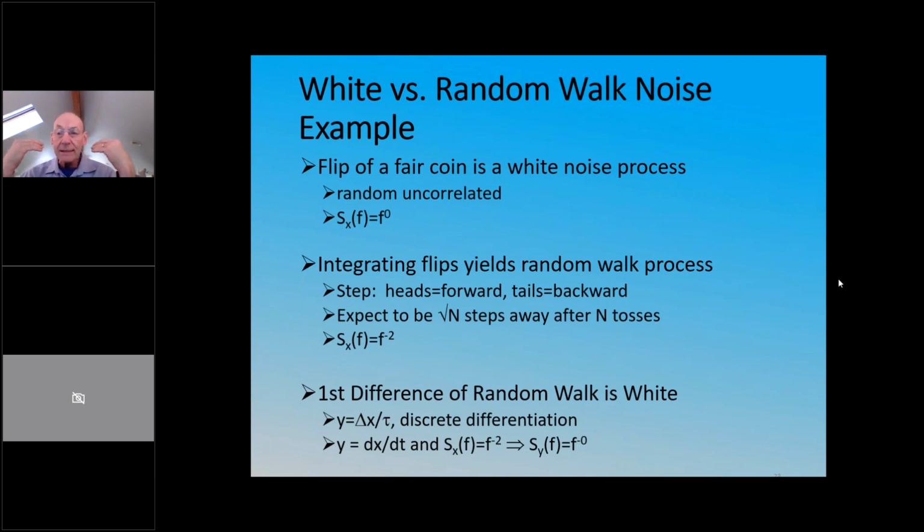What you expect, the expected position after n tosses, is that you would be the square root of n steps away. And then you can talk about the spectrum of these data, the spectrum of a random walk process. It means that you look at the Fourier transform of it and you square it to get power, and the Fourier spectrum goes as f to the -2.